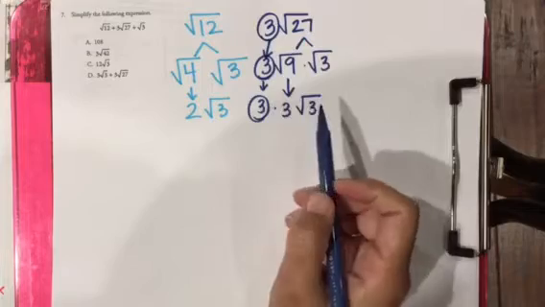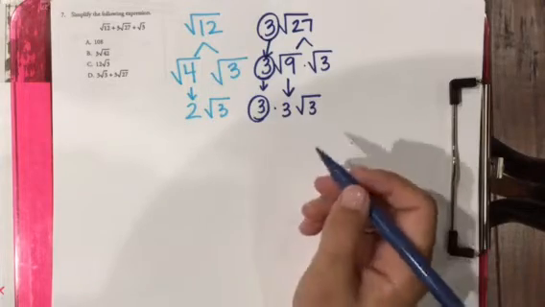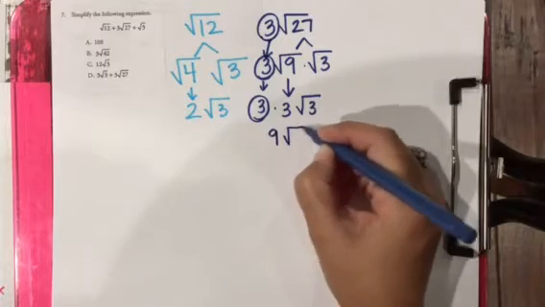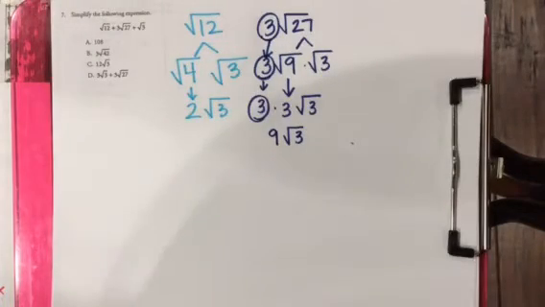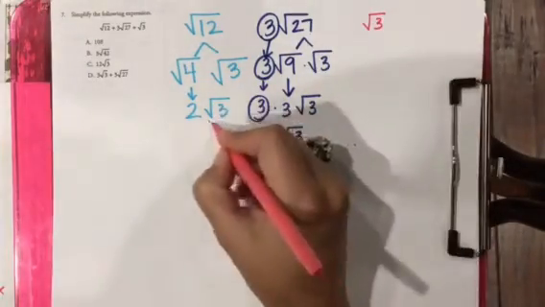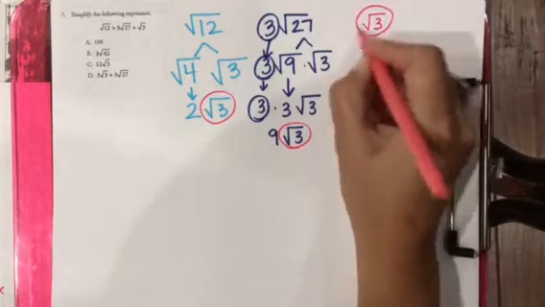Anything that's sitting next to each other implies multiplication. So this final term will equal 9 root 3. Then our final term is just root 3. So we now have a root 3 in common across the board.